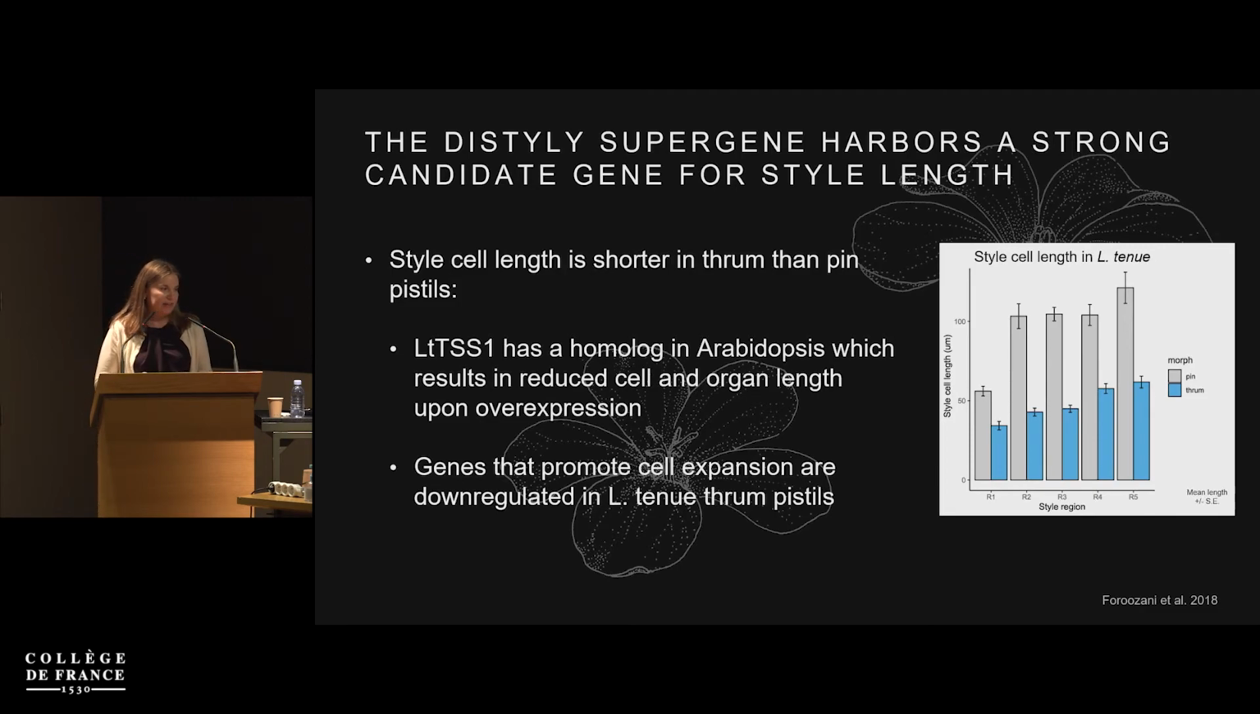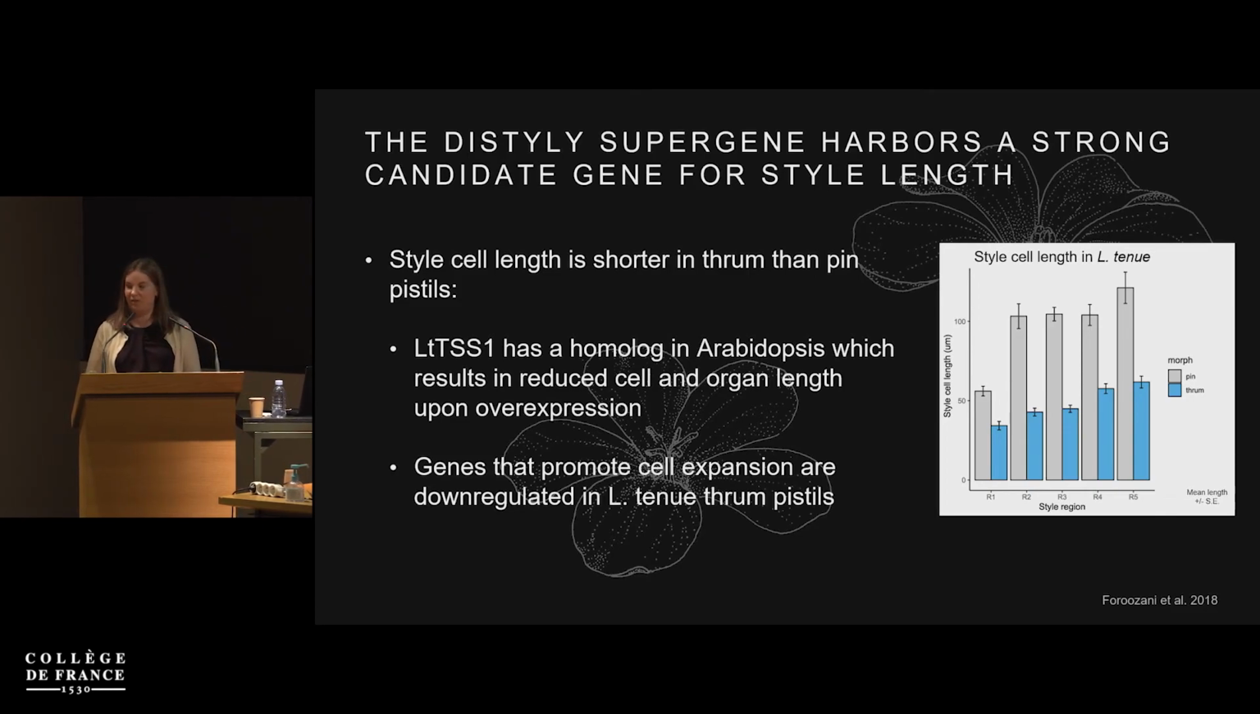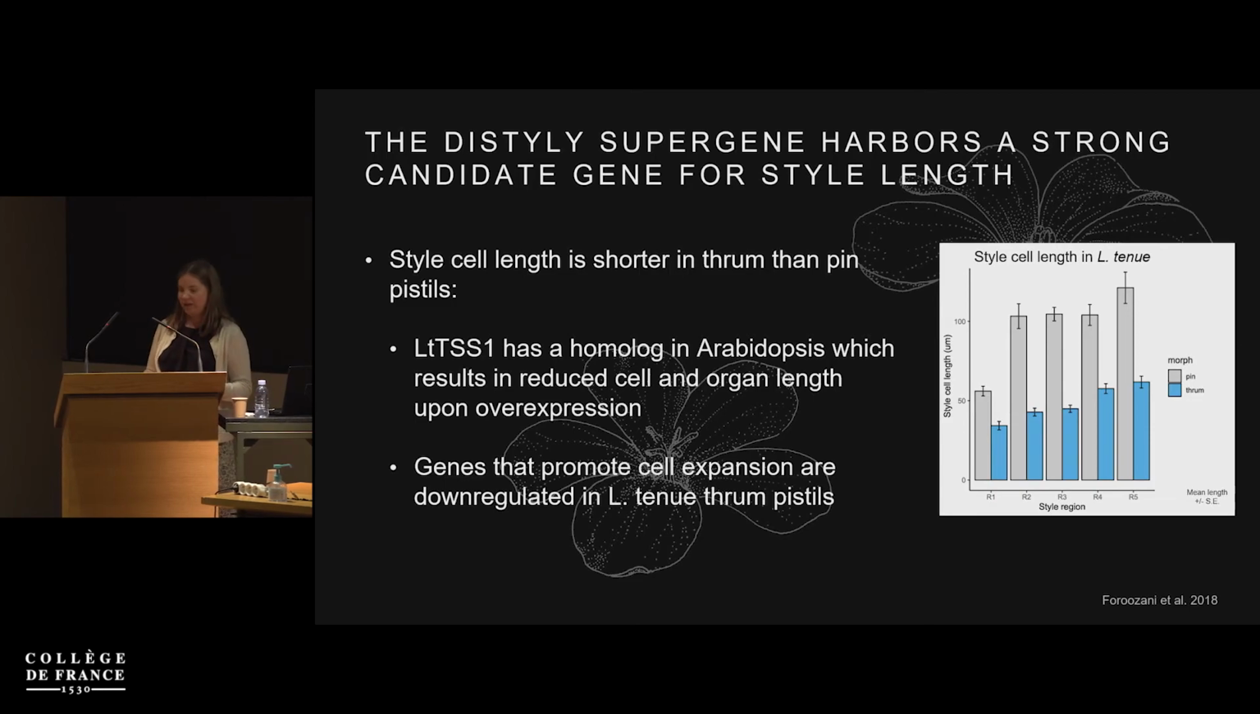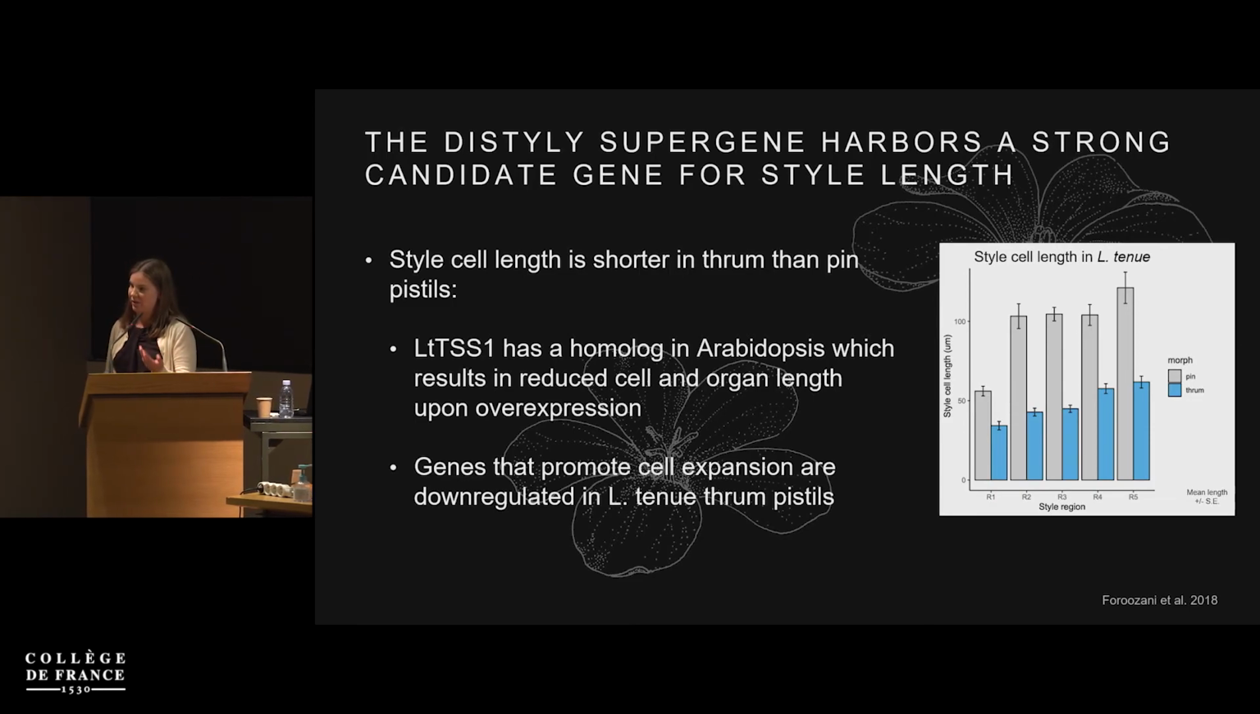Now, interestingly, LtTSS1 has a homologue in Arabidopsis, which actually results in reduced cell and organ length when you overexpress that gene. And when we investigate differential expression between morphs, we see that genes that promote cell expansion are downregulated in Linum tenue thrum pistils, as you might expect if the TSS1 gene is resulting in downregulation of those pathways.